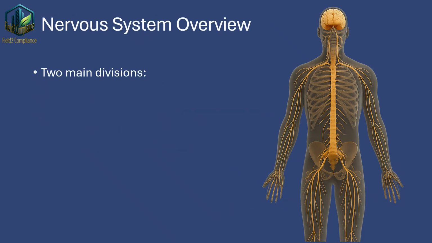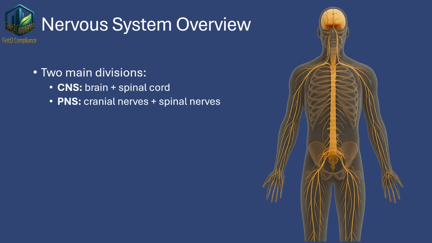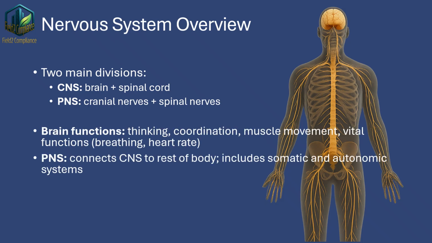The nervous system is divided into two major parts: the central nervous system, or CNS, and the peripheral nervous system, or PNS. The CNS includes the brain and spinal cord. The brain handles thinking, coordination, movement, and vital body functions like breathing and heartbeat. The spinal cord carries these signals throughout the body. The PNS is made up of the cranial and spinal nerves, connecting the CNS to the rest of the body. It includes the somatic system, which controls voluntary movement, and the autonomic system, which regulates automatic body functions.